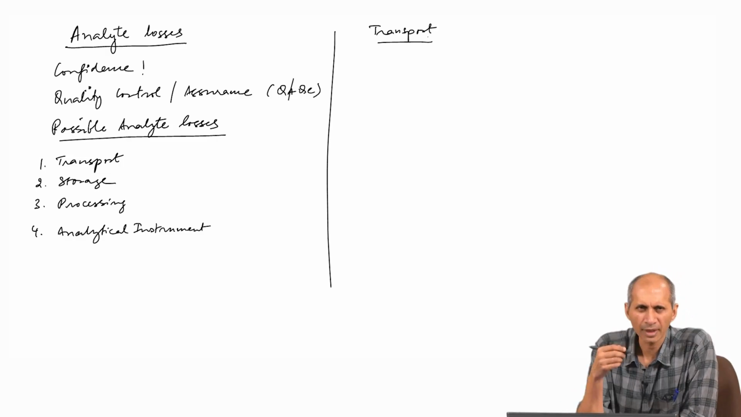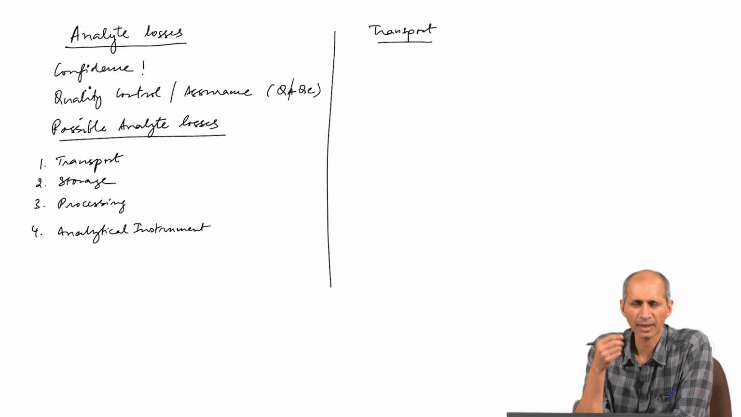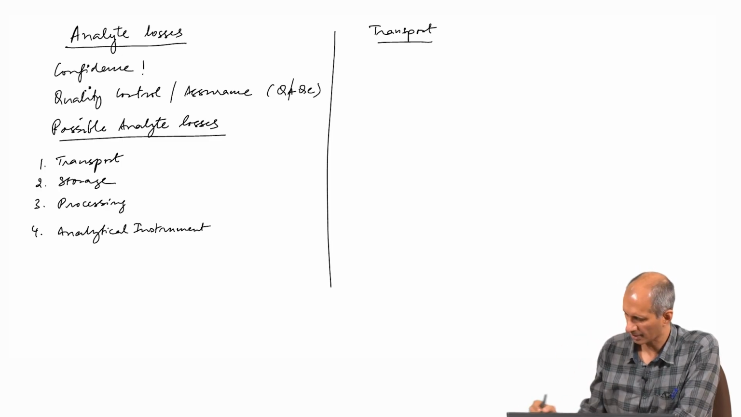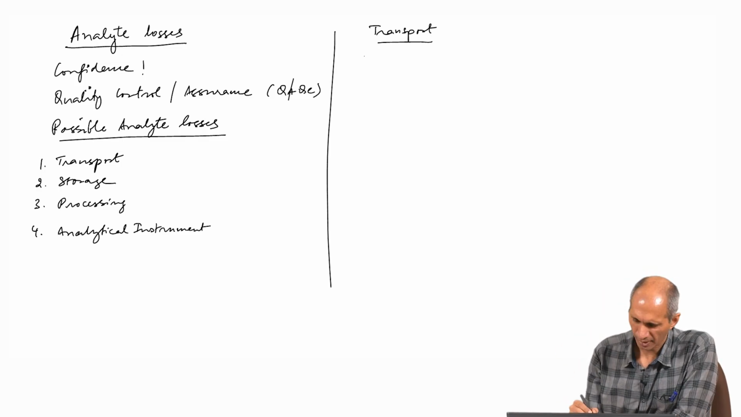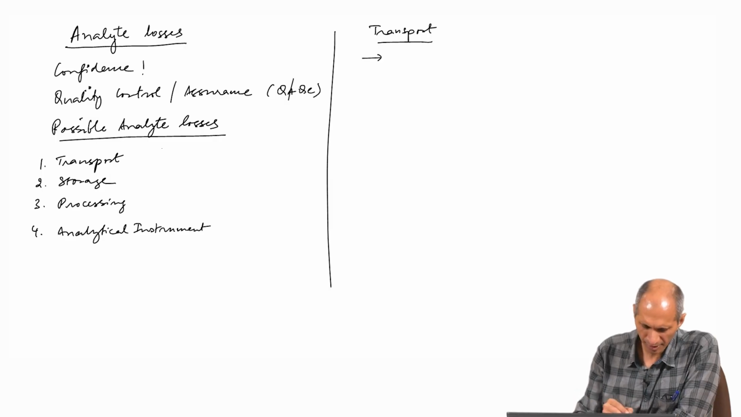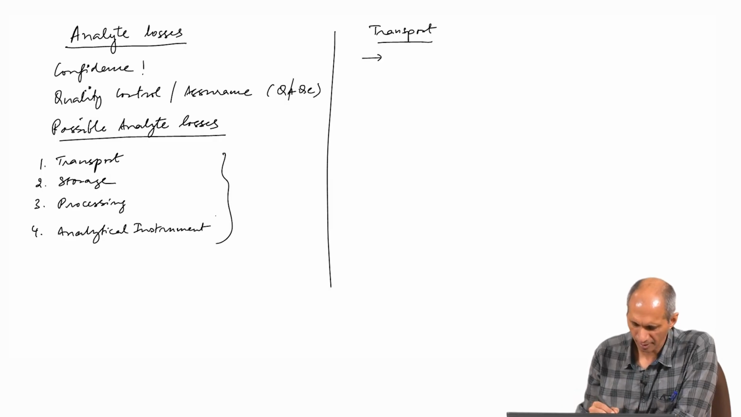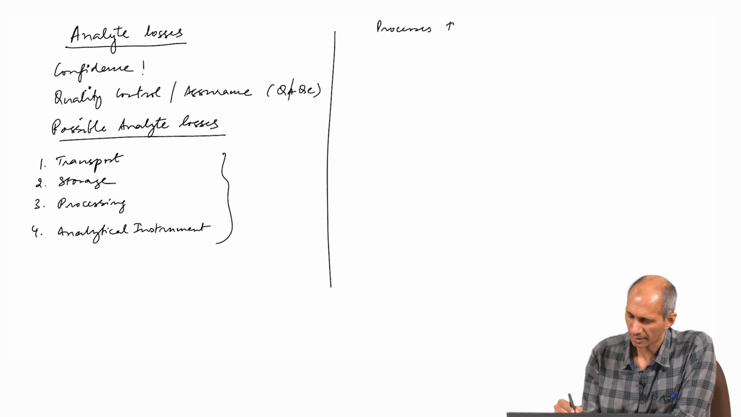For example, if you are collecting a water sample from somewhere, various kinds of errors can occur during the transport. And in all of these categories, there are a certain number of processes that can result in analyte losses. So we will rewrite this in terms of the common processes that result in losses.